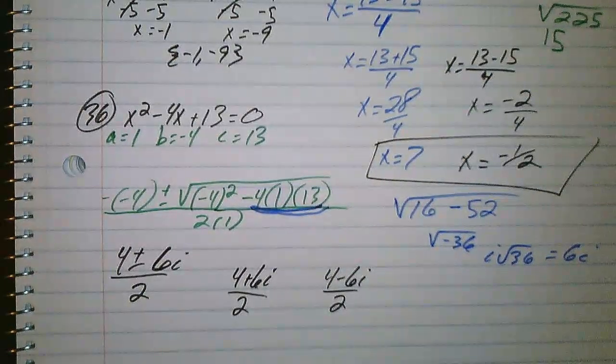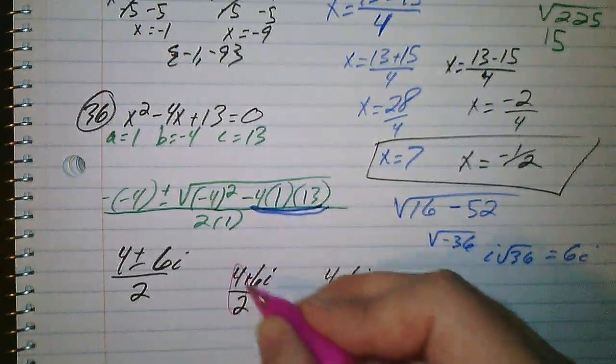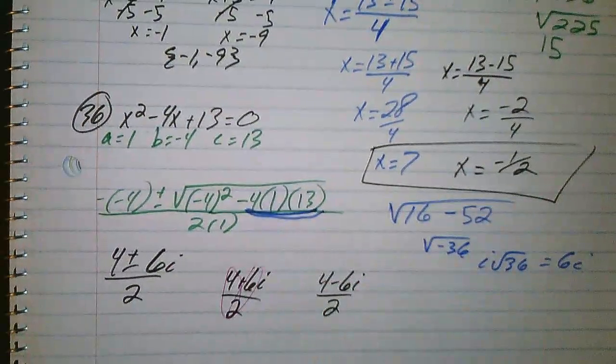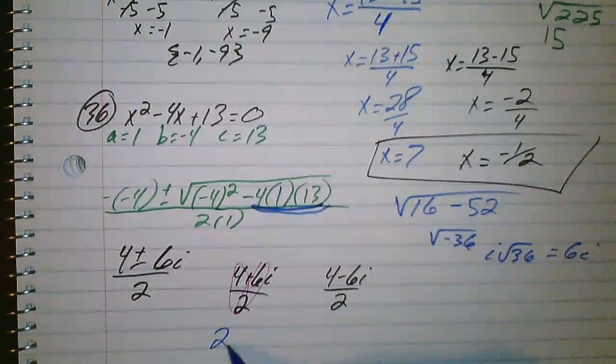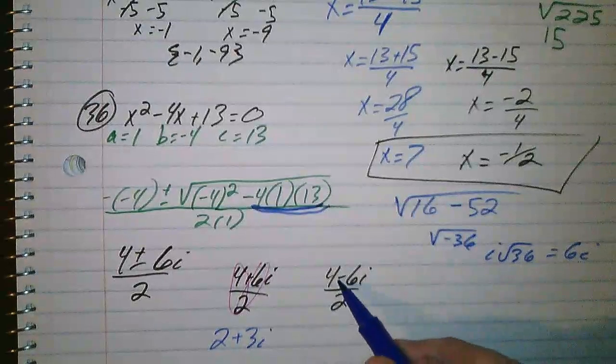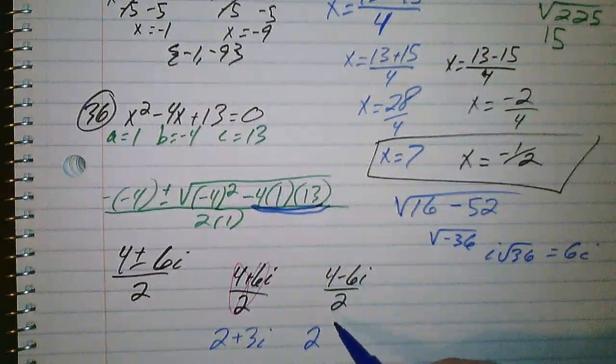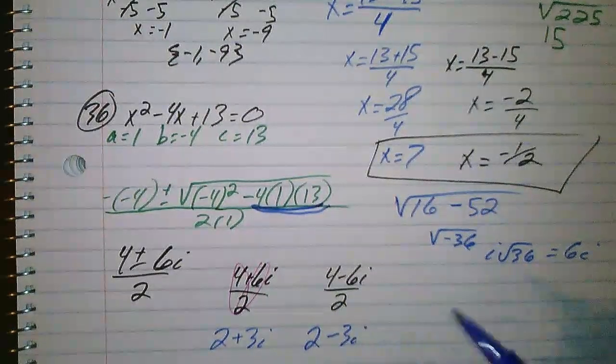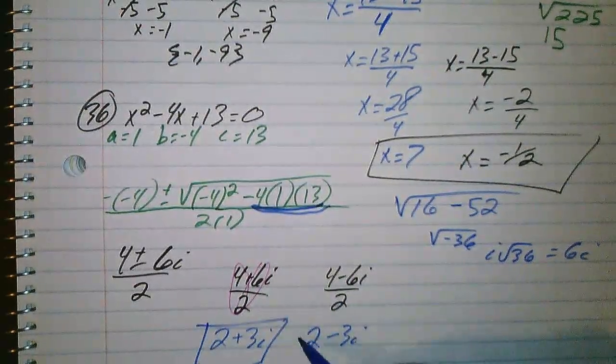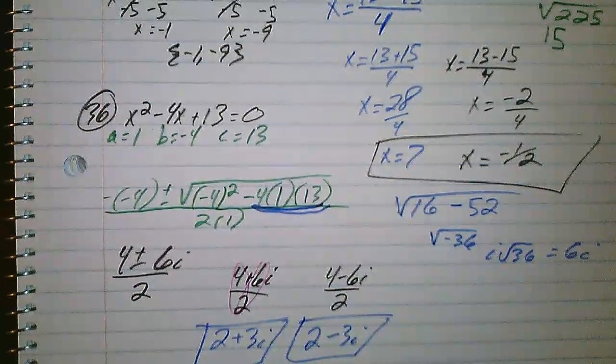And we can simplify. We can divide 4 by 2 and 6 by 2. 4 divided by 2 is 2, plus 6i divided by 2 is 3i. Do the same thing over here. 4 divided by 2 is 2. Negative 6i divided by 2 is negative 3i. So that's how we would work out number 36. So all we have left in the review are the word problems, and we'll do that next.